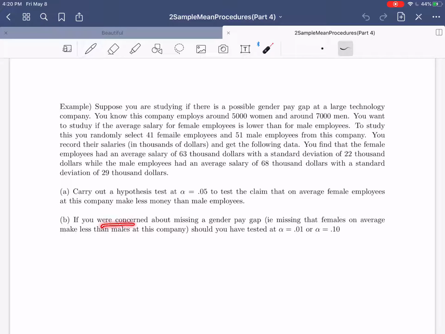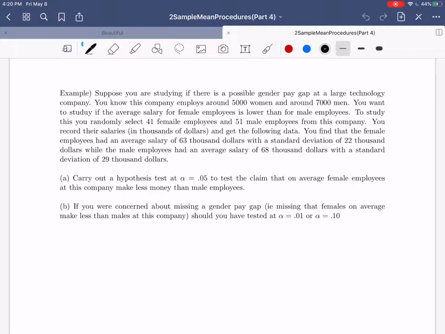We're going to say if you were concerned about missing a gender pay gap, i.e. missing that females make on average less than males at this company, should we have actually conducted our test at 0.01 or 0.10? So we'll see how to do this type of question in just a moment after we've gotten a little bit more practice just running these hypothesis tests. So let's jump right in and talk about how to approach A here.